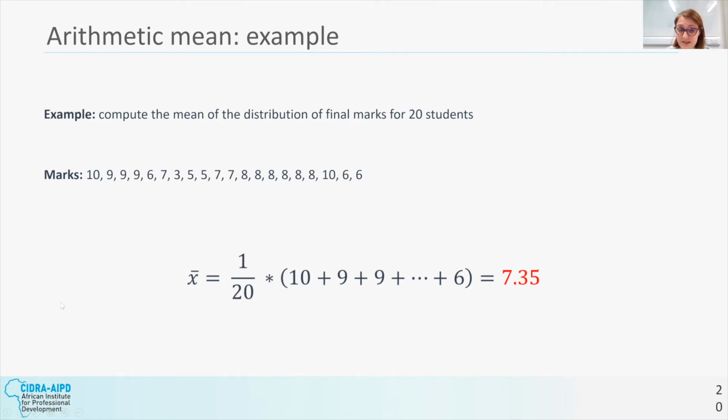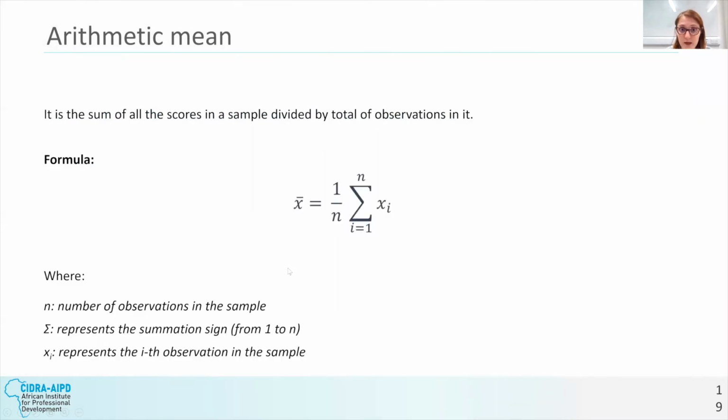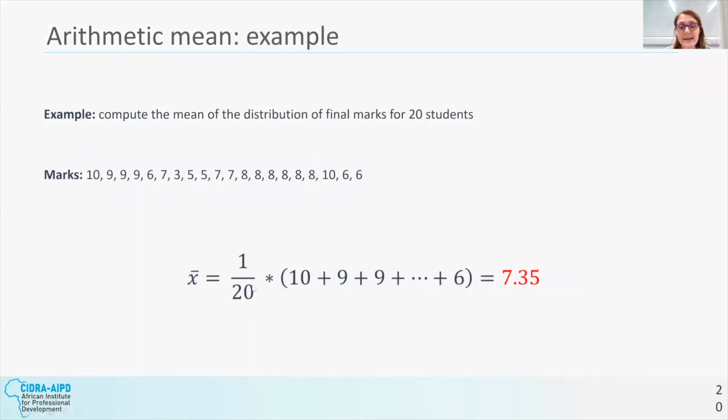So we have 20 students. If we go back to our formula, we know that n is 20. Then we are going to sum all the scores from 10 to 6. We sum all the scores and then we divide by the number of observations. So the average math score is 7.35. If we consider, for example, a range of 0 to 10, the students of this classroom specifically have, on average, a good knowledge of the subject.